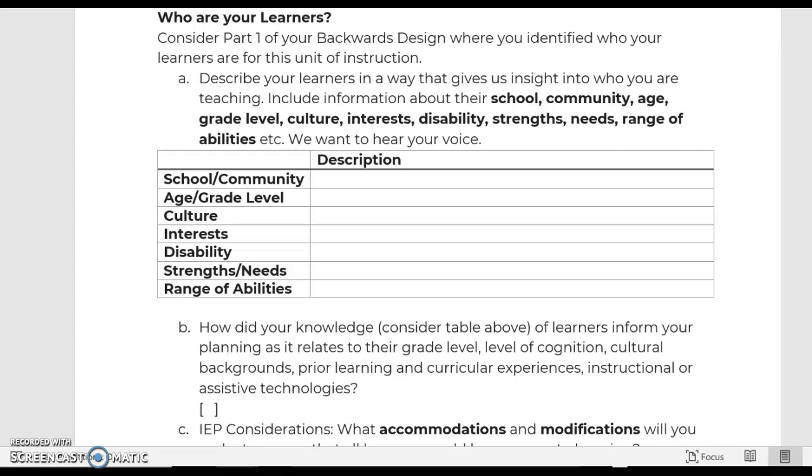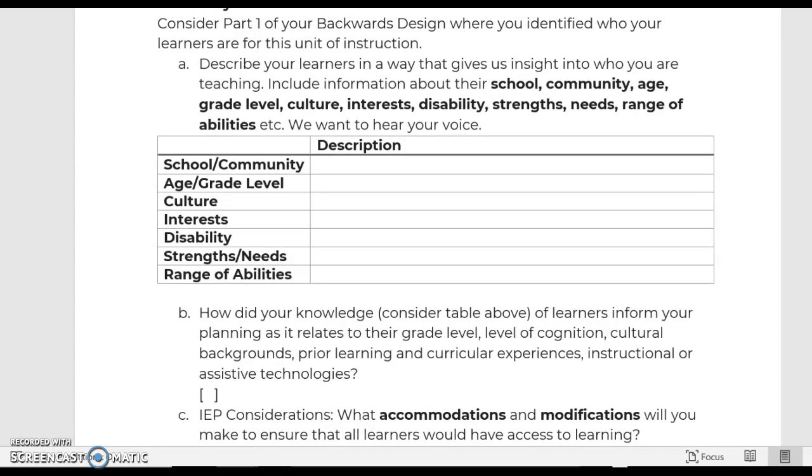Going to look at indicator B, how did your knowledge, considering the table above, of your learners inform your planning as it relates to their grade level, level of cognition, cultural backgrounds, prior learning and curricular experiences, and instructional or assistive technologies? So all of the indicators in this first section of who are your learners are really going to tie back to your pre-plan in that first section when you were talking to us about the demographic information, when you were talking to us about the specific needs of your learners and how you are going to be taking those needs into account when it comes to your planning and informing your planning.